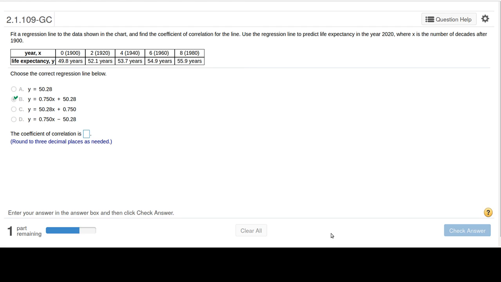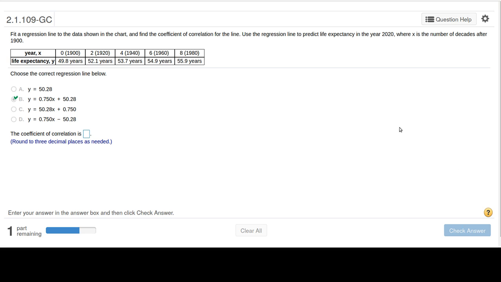All right, let's look at this problem here, and we're going to use linear regression to predict a future value. And so the thing that we have to do is we're going to have to set up our calculator to calculate our linear regression lines for us. So we're going to have to get the data into our lists.